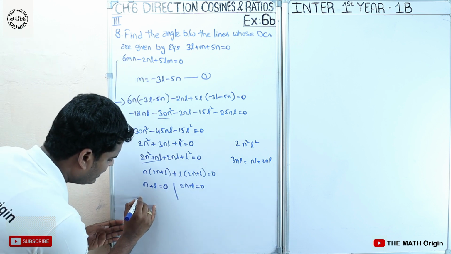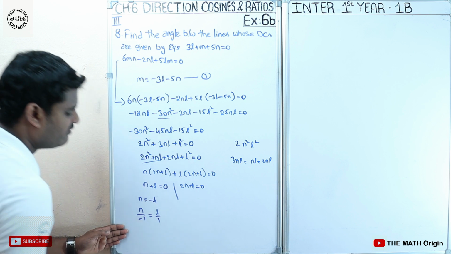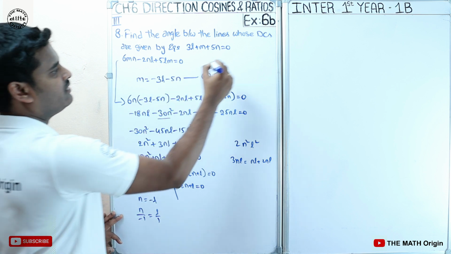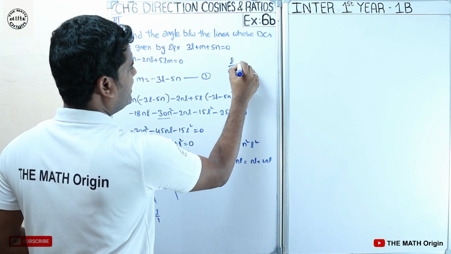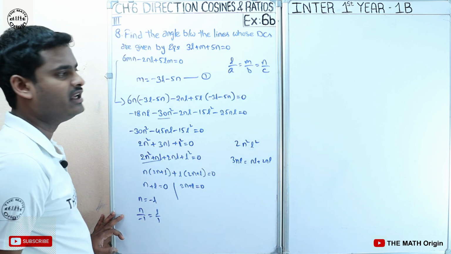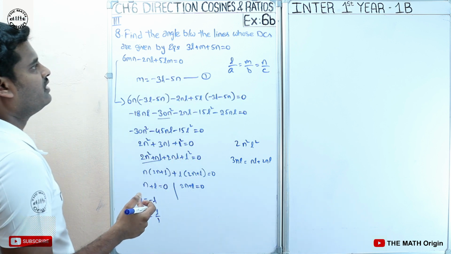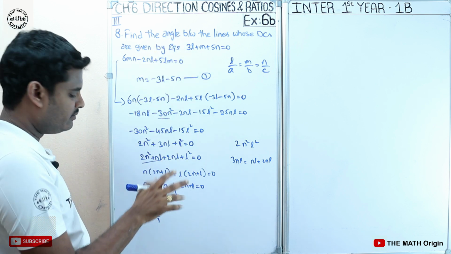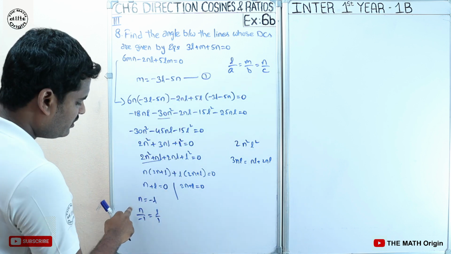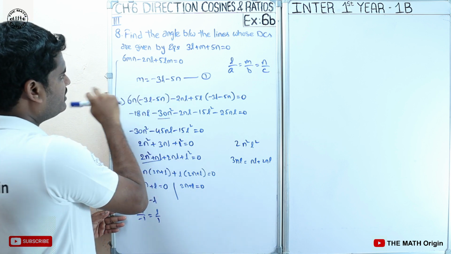Okay, now we know n is equals to minus l, n by minus 1 equals to l by 1. Okay, now we have the format l by a, m by b, n by c. So lmn are direction cosines, abc are direction ratios. Okay, we need to find the angle between. Therefore now I am deriving the values abc from the given equation. Now we got l. Okay, from this now I will substitute in the given equation.